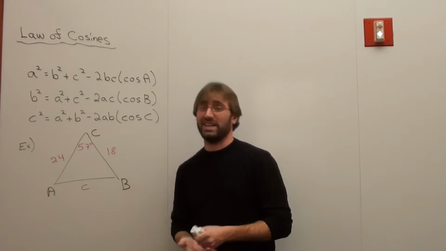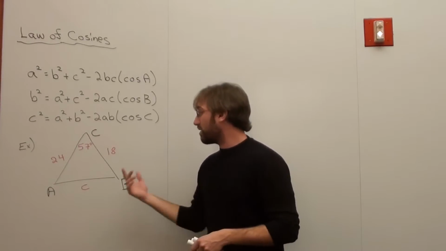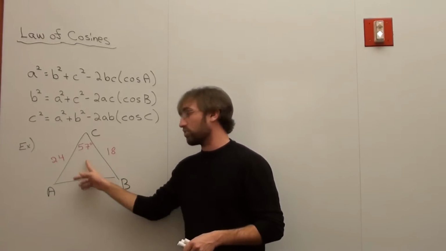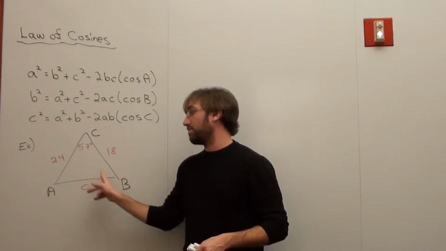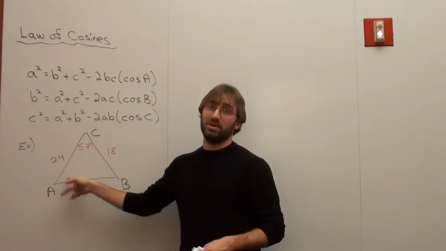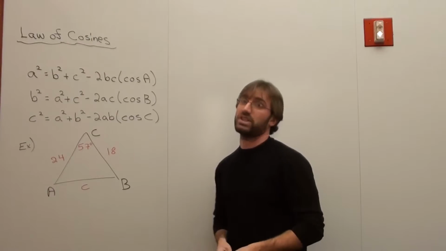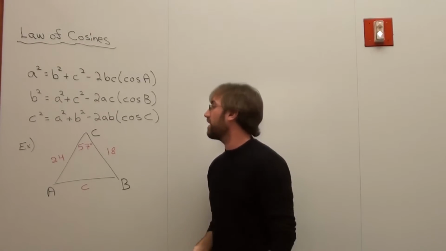In this particular case, I have to use the law of cosines. I can't use the law of sines because I'm not given an angle and its respective side. I'm given the angle C, but not its respective side. I'm given the side B, but not its angle. I'm given the side A, but not its respective angle. So I can't use the law of sines here. If I could, I would, but I can't.